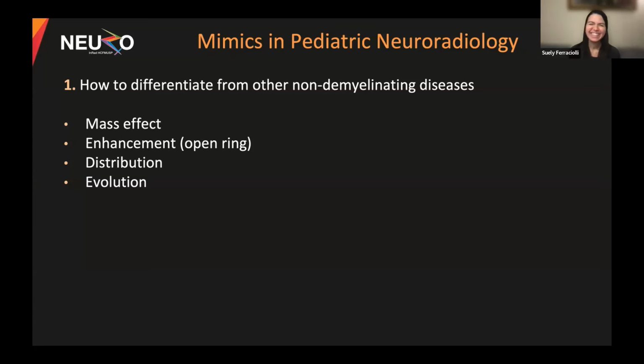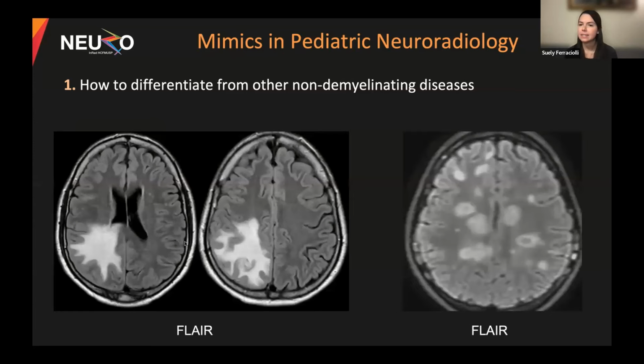So when you need to differentiate between the non-demyelinating disease and the demyelinating ones, what should we look at? We should look at mass effect, also enhancement, because the pattern of enhancement may help you, the distribution, and also the evolution of the lesions. So if we look at the, let me just get this, now I got it.